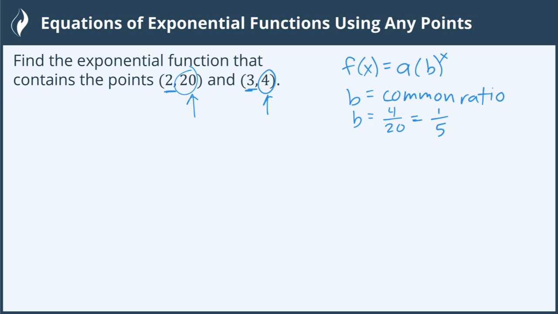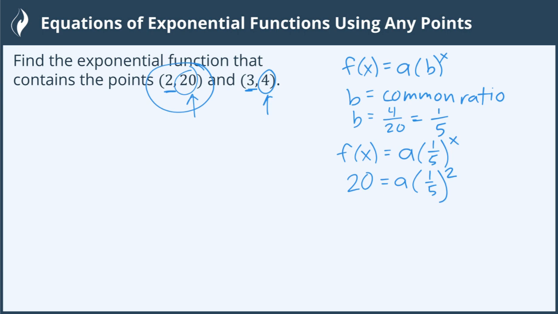We still don't know a, but we can find a by using one of these 2 points, (2, 20) or (3, 4), and plugging those into the function. So let's plug b in, (1/5)^x. Now, it really doesn't matter which one we use, so I'm going to use (2, 20). So I'm going to plug in a 20 for y, in other words, f(x), and I'm going to plug in a 2 for x.